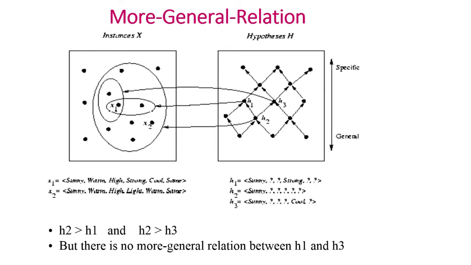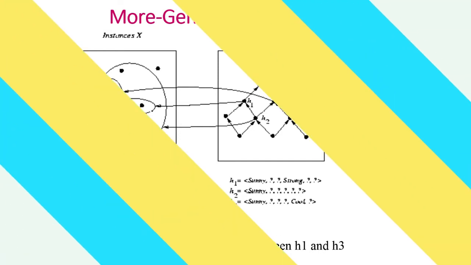In the diagram, it can be easily interpreted that H2 is greater than H1 because H2 contains more general attribute values. Again, H2 is also greater than H3. In H3, there are two constraints, but in case of H2, there is only one constraint. Hence, H2 is also greater than H3. But there is no more general relation between H1 and H3.